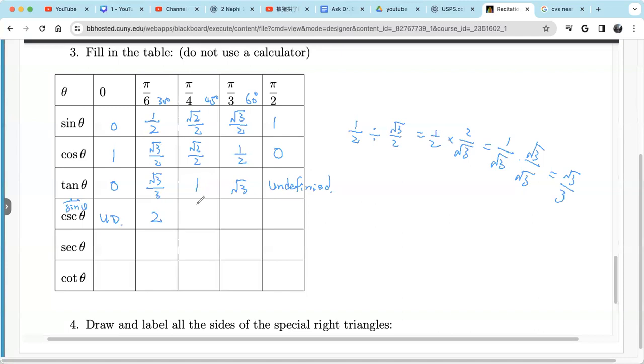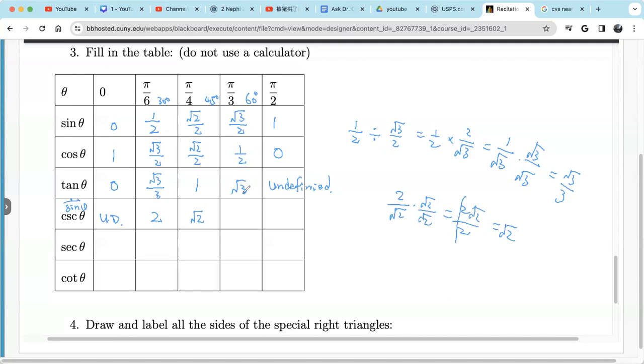Cosecant of pi over 4, we just flip this. So we get square root of 2. Right, because if we flip, we get 2 over radical 2. Multiply by radical 2 divided by radical 2. Then in the denominator we have 2. Then simplify 2 over 2, so that's square root of 2.